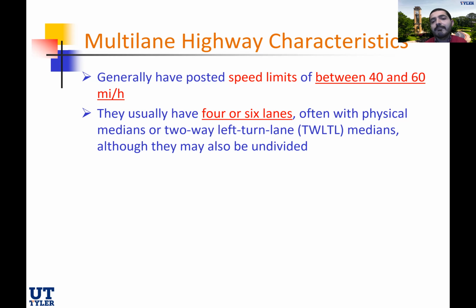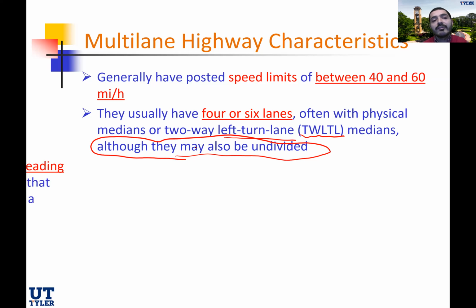And they are often separated by physical medians or two-way left turn lanes, and that's the term here. So that's two-way left turn lane medians, although they may be undivided. So they can be divided or they can be undivided. And that's another difference between freeways and multi-lane highway. On a multi-lane highway, we may have a two-way left turn lane. That doesn't happen for freeways. We may or may not have a division between the two separate directions. That's not the case for freeways. It always has to be divided.